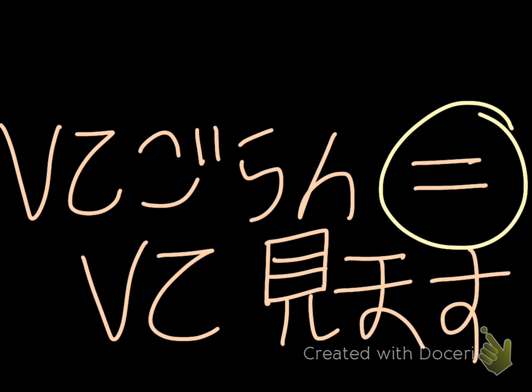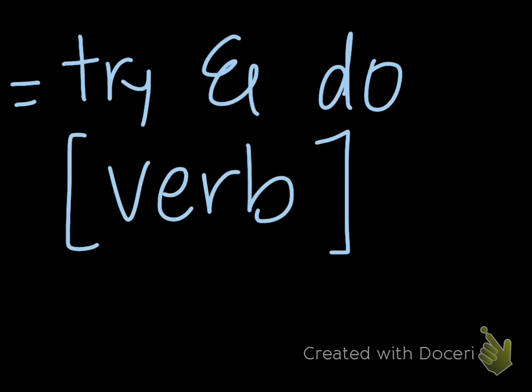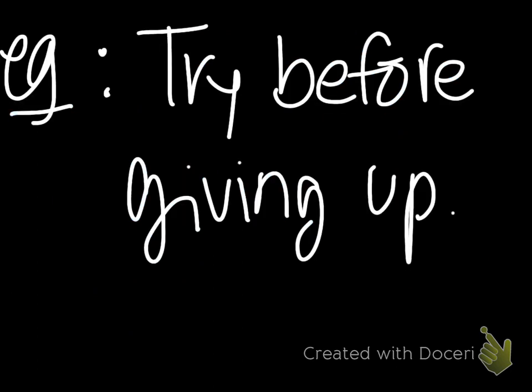and do something. Like kono okashi o tabete mimas is the same as kono okashi o tabete goran, which is try and eat this sweet. It means try and do a verb.